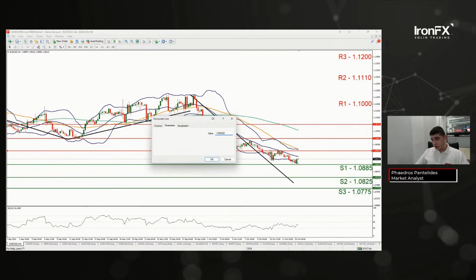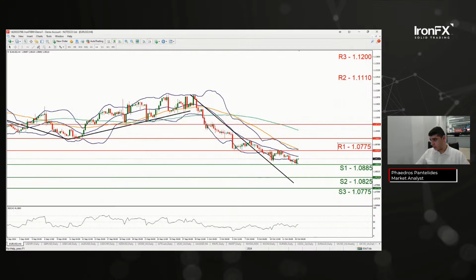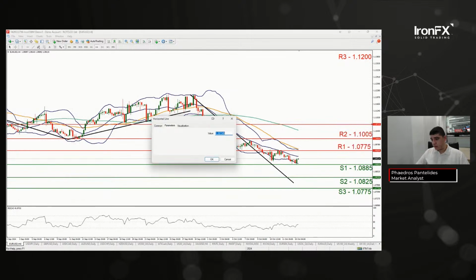R1 at 1.094950, if we round that up. R2, 1.1005. R3, 1.1070. That is our 3 resistance lines.